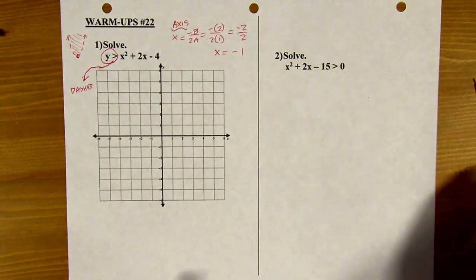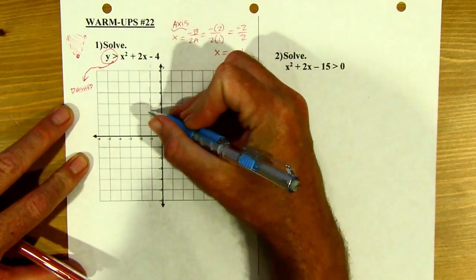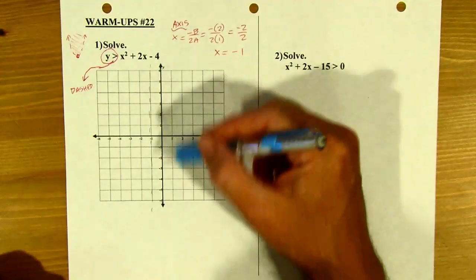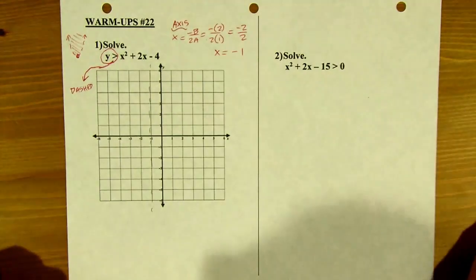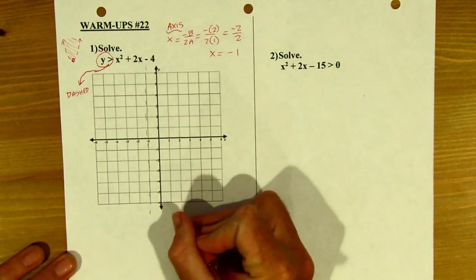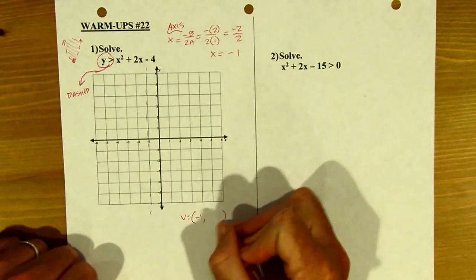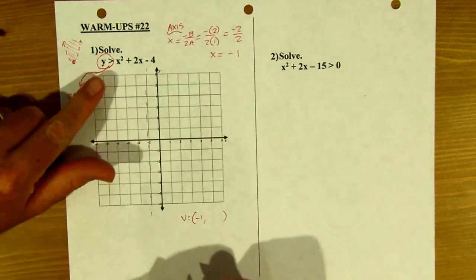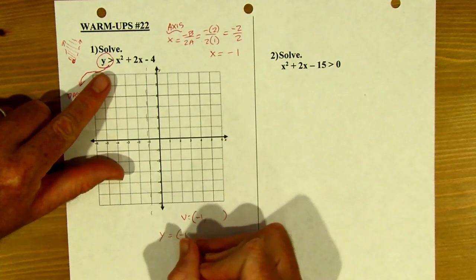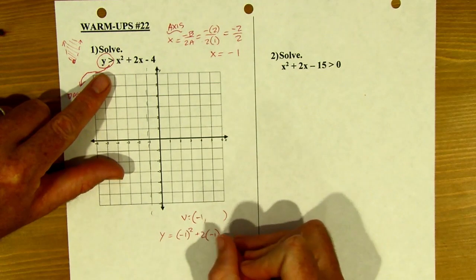I'm just going to draw this very lightly. X equals negative 1 is going to go down something like this. That means my vertex has to be somewhere on that, because that's going to be the middle of the parabola. I know the x-coordinate of the vertex is going to have to be negative 1. I just need to find the y that goes with it. So I'm going to pretend that this is an equation, and I'll plug in negative 1 for x to find the y that will work with it in this equation.